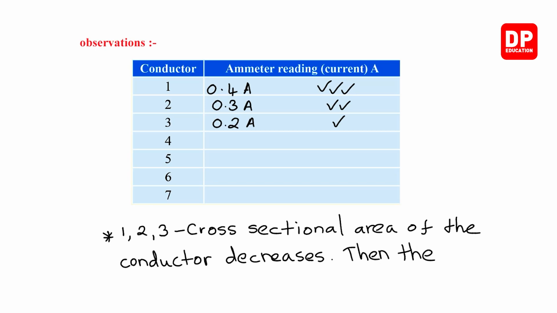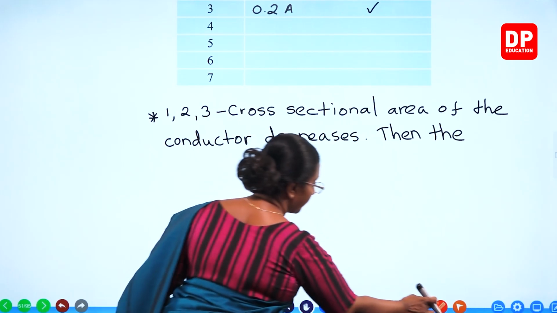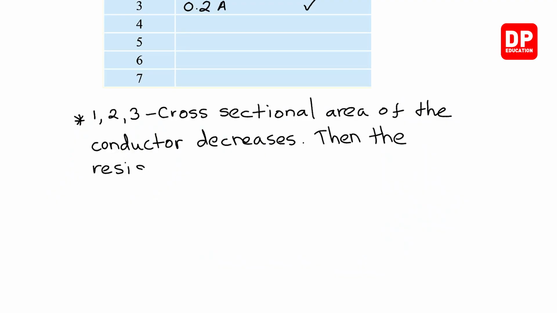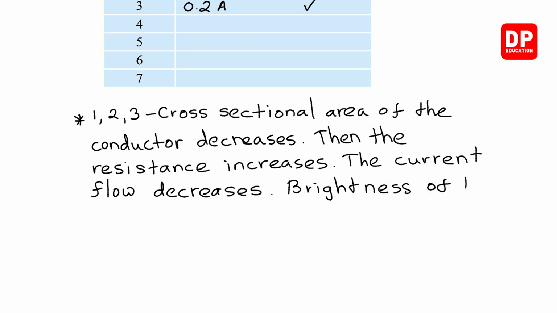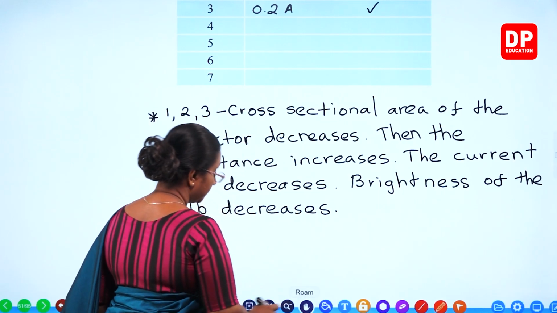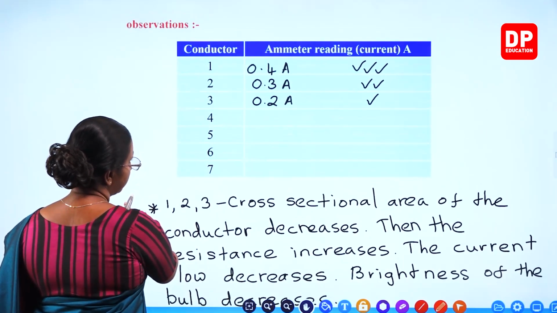Then the resistance increases, the current flow decreases, the brightness of the bulb decreases. That is for the first 3 sets of observations.